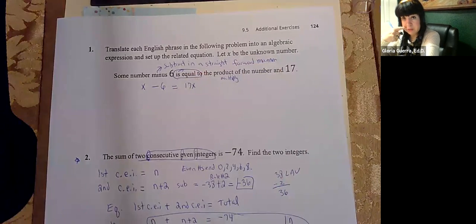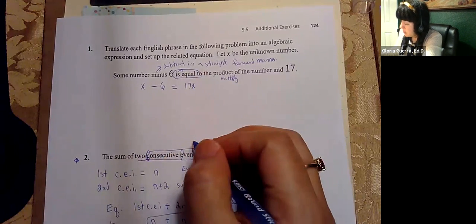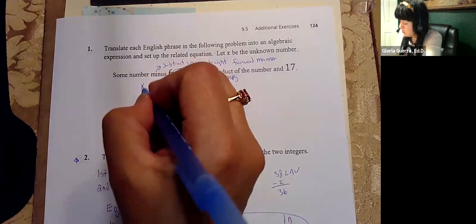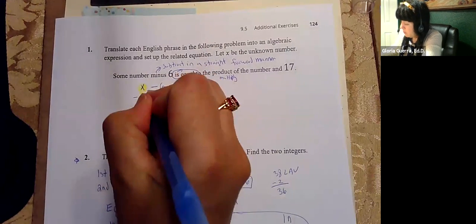X times 17, 17 times X, okay? All right. And then we're gonna solve that. We're gonna solve that for X. So here, what I would do is I would move this X over here. Okay. I'm gonna add X, I'm gonna subtract X.